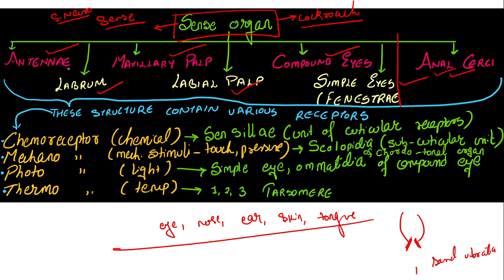Now, why only these organs are called sense organs? Because they have receptors on them. What are receptors? They receive the stimuli. What is a stimulus? Any external change, we call it a stimulus, right? So what are receptors? Here we are going to study chemoreceptors, which sense chemicals. Mechanoreceptors sense mechanical stimuli, for example, your touch and pressure. Photoreceptors, light. Thermoreceptors, temperature, right?